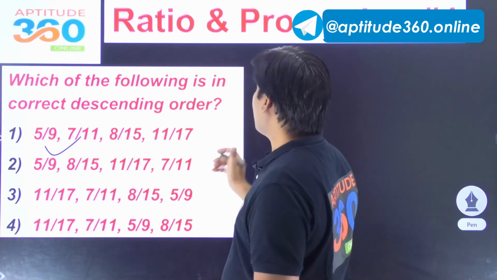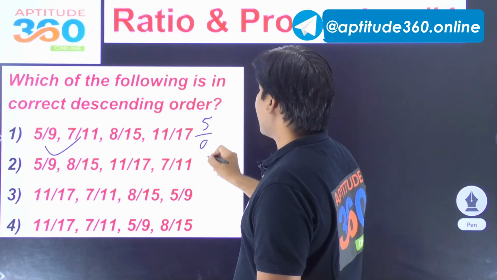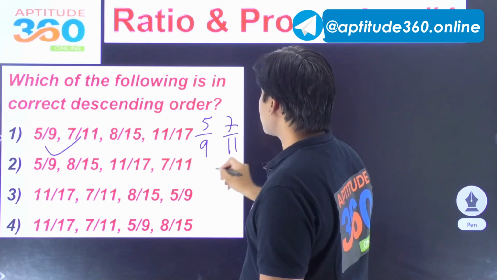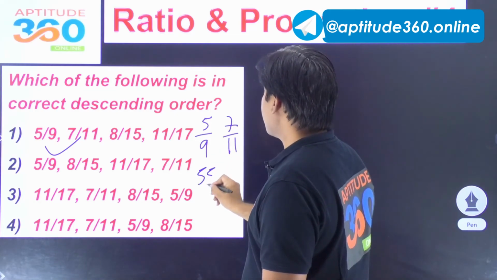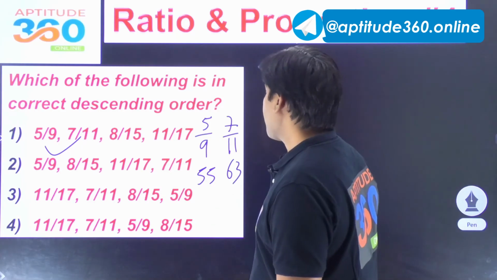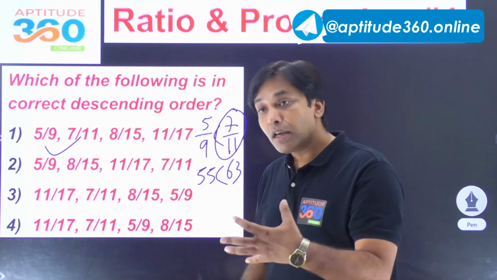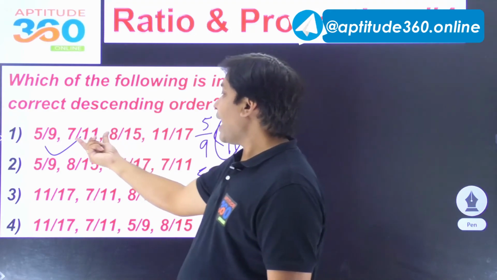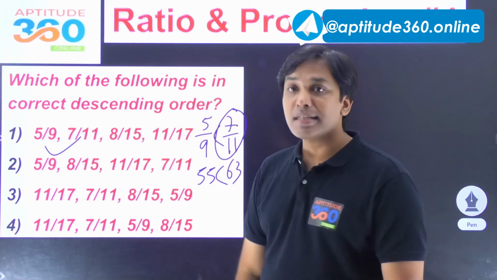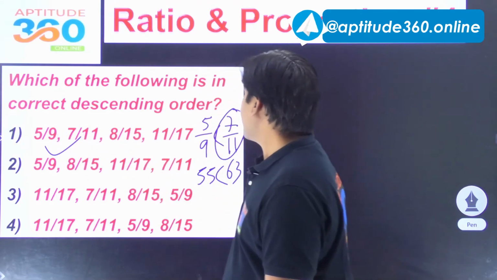So the earlier problem, 5/9 and 7/11. Understand that this is 55 and this is 63. So 63 is bigger than 55. So 7/11 is bigger, and if 7/11 is bigger then it cannot come first in descending order.